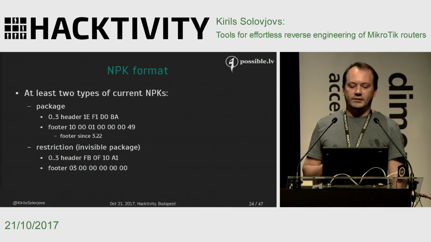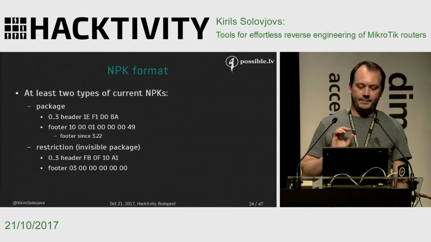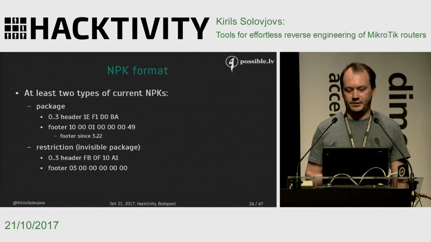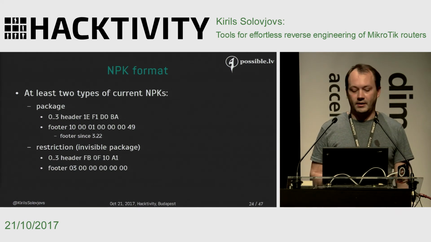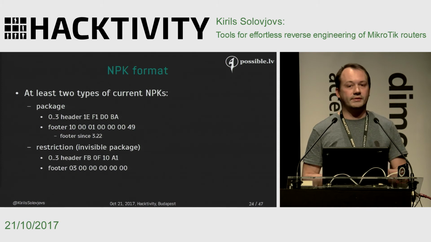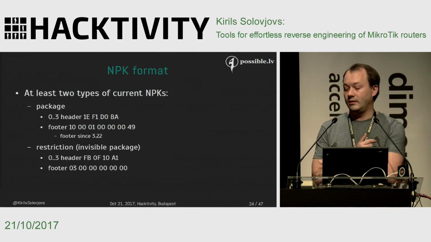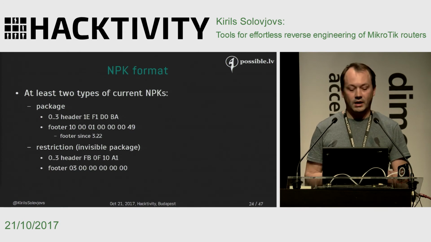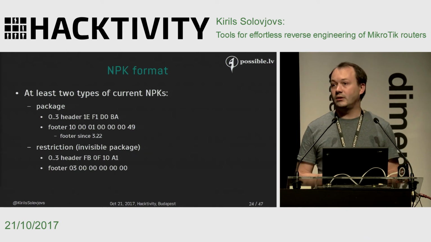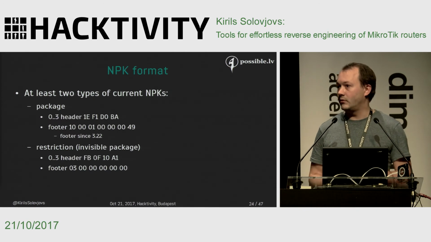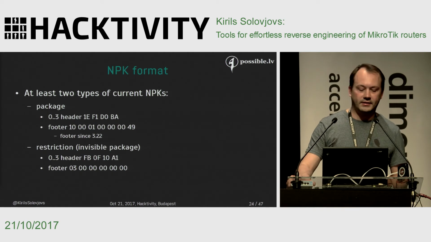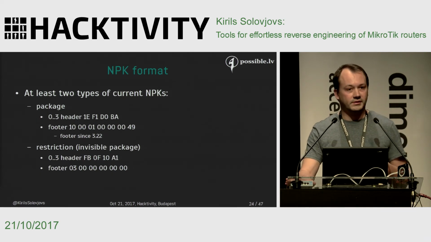We've identified at least 2 types of current NPKs in use. There's a package NPK and restriction NPK. And header and footer is different for those. In the previous slide, we saw a package NPK. Restriction NPK is used for resellers to limit the devices. For example, if I wanted to sell this router in the United States legally, I would need to install a restriction NPK that would limit the frequencies and the power used for the radios. And therefore, it's logical that restriction packages, after installed, are invisible. They don't show up to the user.